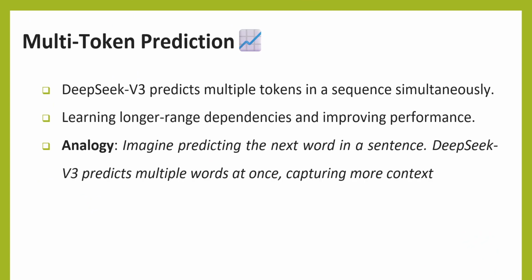Now, DeepSeek-V3 uses a multi-token prediction training objective, which involves predicting multiple tokens in a sequence simultaneously. This helps the model to learn longer-range dependencies and improve its overall performance. For example, imagine you are trying to predict the next word in a sentence. Traditional models would predict one word at a time, while DeepSeek-V3 can predict multiple words simultaneously. This allows the model to capture more context and improve its accuracy.